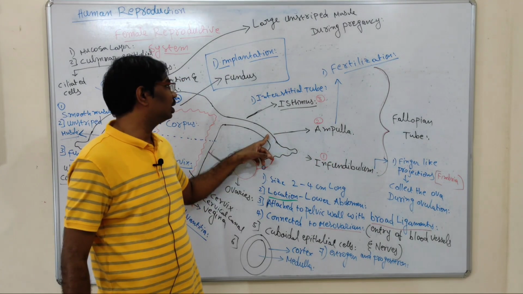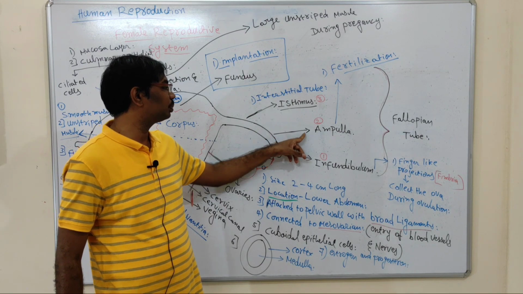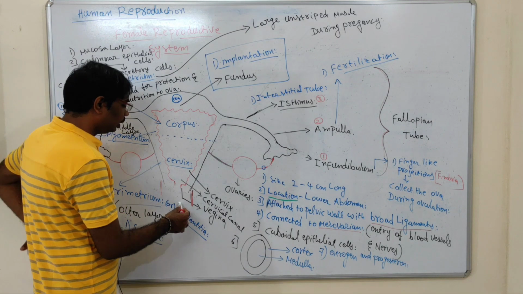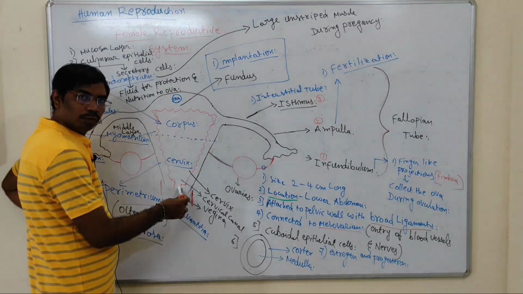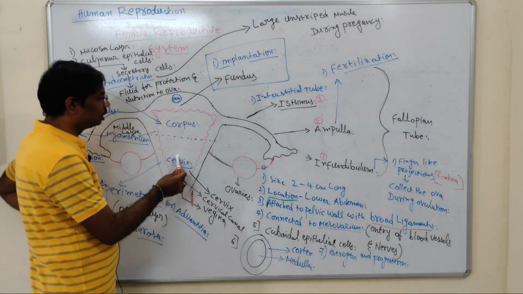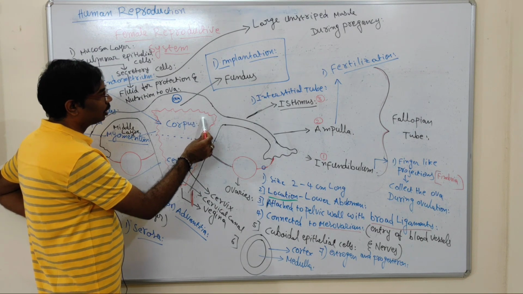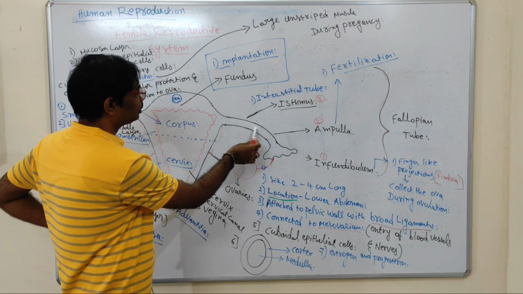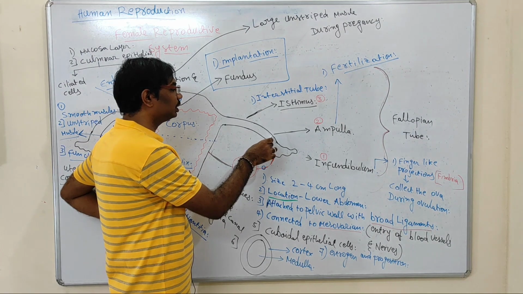So what is the significance of the ampulla region? This ampulla region is responsible for fertilization. Fertilization means during sexual intercourse, the sperm will enter into the vagina. From the vagina, the sperm will enter into the cervical canal and the cervix, and from the cervix to the uterus. From the uterus, it will enter into the fallopian tube and reach the ampulla.